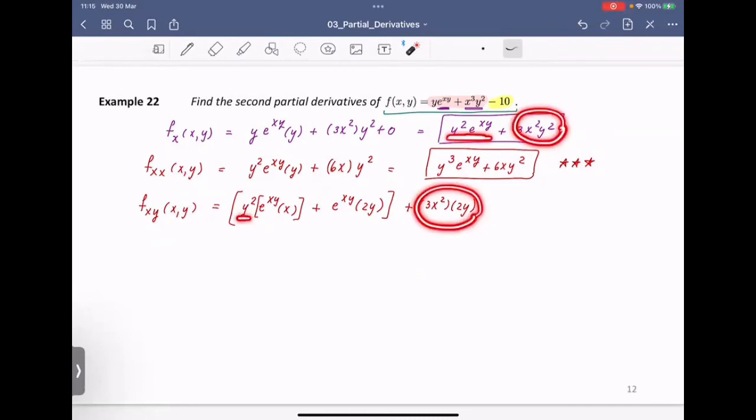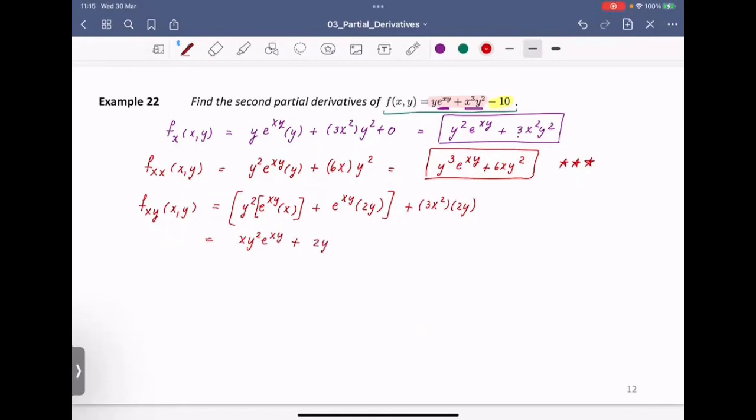So y squared, I keep it, and then I differentiate with respect to y, so I get that for e to the xy. So I get e to the xy times x, and then e to the xy here, and differentiate that, you get 2y. Simplify it, so you get the answer. So this is xy squared e to the xy plus 2y e to the xy, and then plus 6x squared y. Well, this is the second answer.